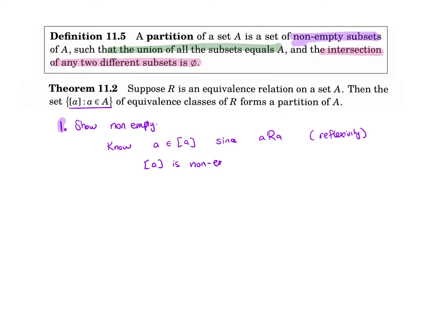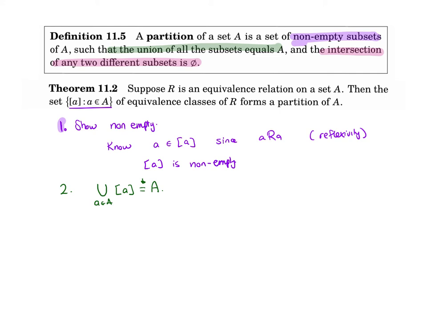Next, we want to show the union equals all of A. So I want to think about the union of all of these sets of the equivalence class of A, and I want to show that's equal to A. So let's think about what this is. In order to show these two sets are equal, I probably want to show subset, subset.